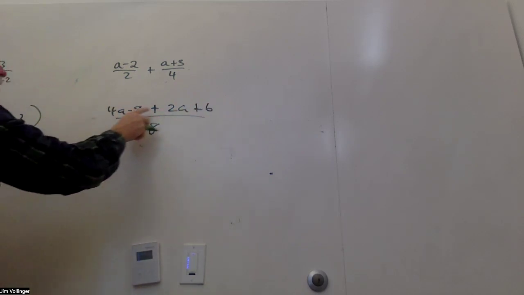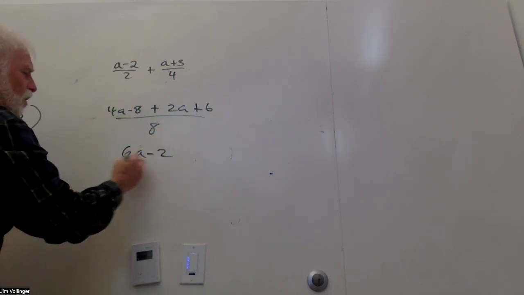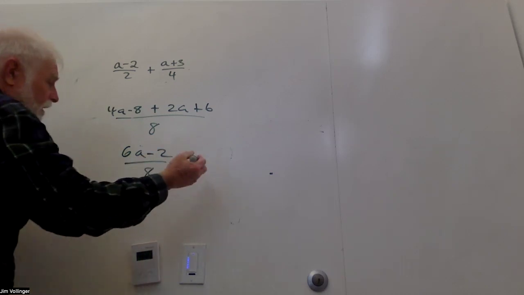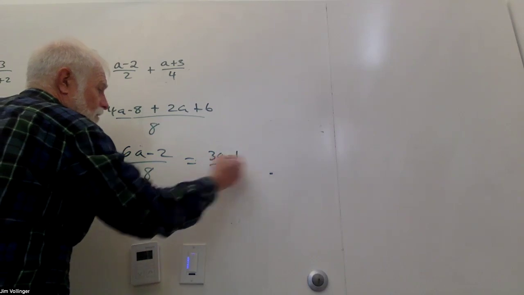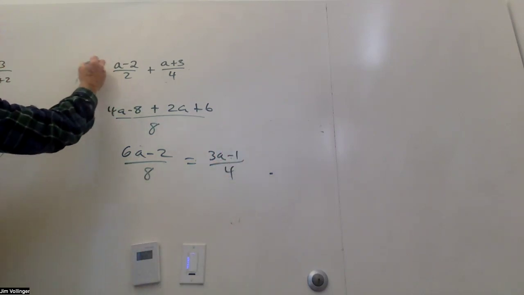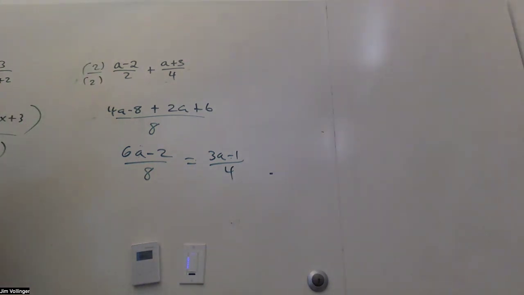Okay, so 4a plus 2a is 6a. Minus 8 plus 6 is minus 2 over 8. Okay, I can divide by 2 now. And if I did, I get 3a minus 1 over 4. Now, I don't know if it would have been easier to get the same result by doing that. Sometimes I like to just do this because it's simple and easy.